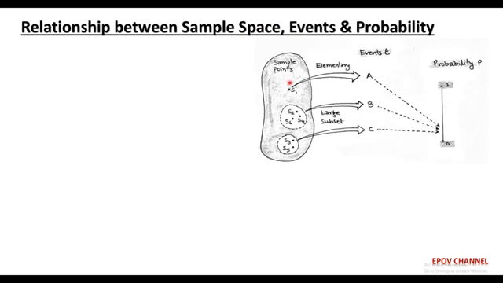Next, we discuss the relationship between sample space, events and probability. As we know, a sample space consists of all the possible outcomes represented by corresponding sample points. Here, let us consider 6 sample points which represent a sample space. Now, on the basis of an event statement, we can represent different events. Let us call them event A, B and C.